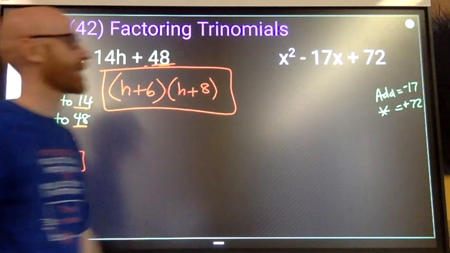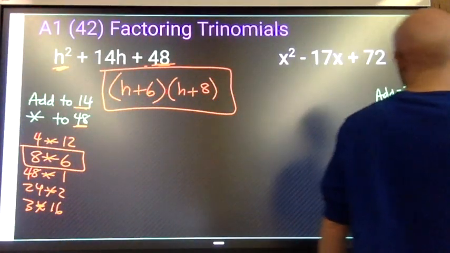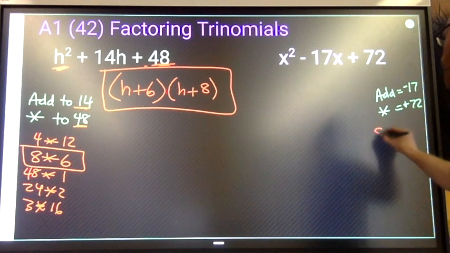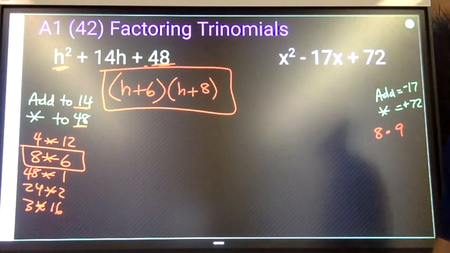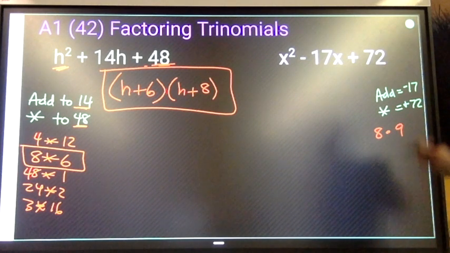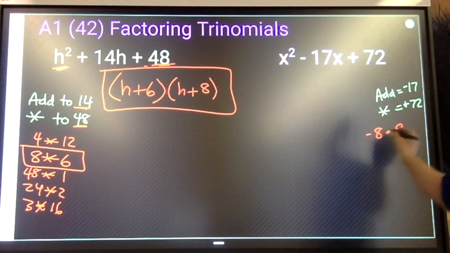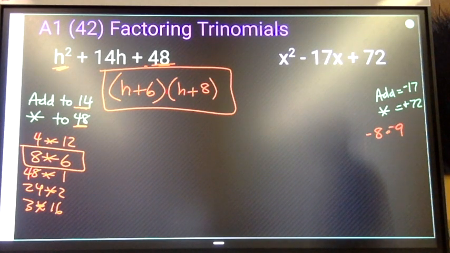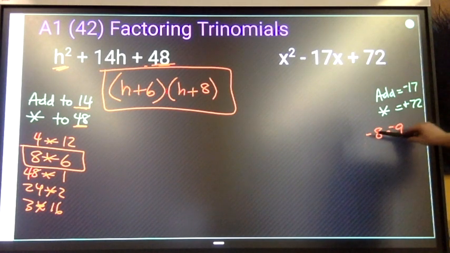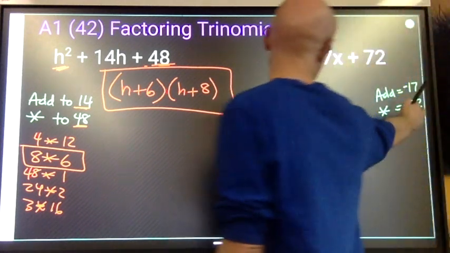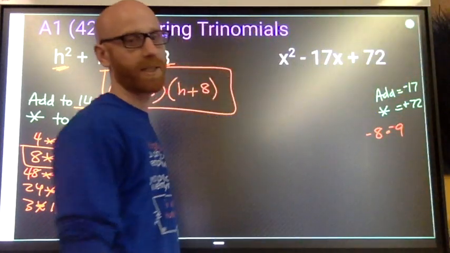All right, over here, same idea. I already see this. Okay, numbers that multiply to give me 72, classic. 8 times 9. Can I get them to add to give me negative 17? Kind of. Negative 8 plus negative 9 will give me negative 17, and also a negative times a negative is a positive. So that's what we got. All right. Negative 8 times negative 9, negative 8 plus negative 9.